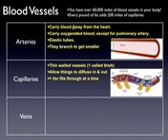That leads us to the last type, veins. So veins carry blood which direction? To the heart. They bring blood to the heart.